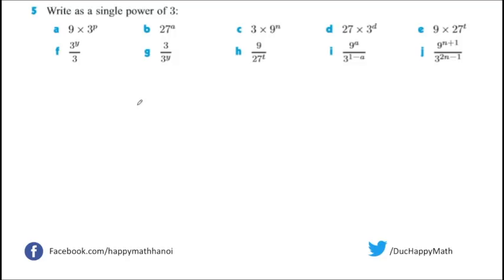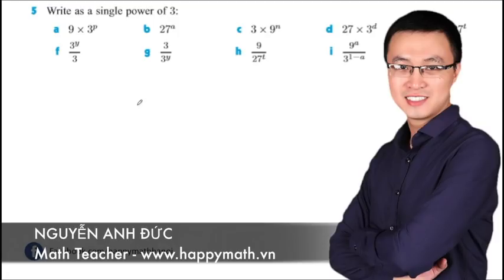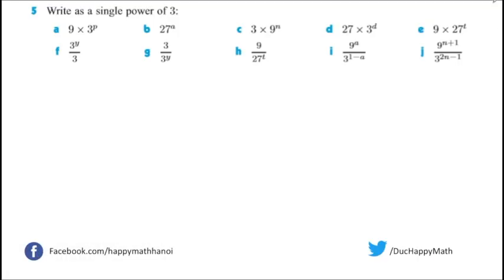Continue with question 5. The single power of 3. You have a similar exercise to the previous exercises, like 4 and 3. So that's practice. From A, you got 9 times 3 power p. 9 is 3 squared, and 3 power p, so you get 3 power p plus 2. And in B, 27 power A, 27 is 3 power 3. I put it inside and outside, you have the power number of A.